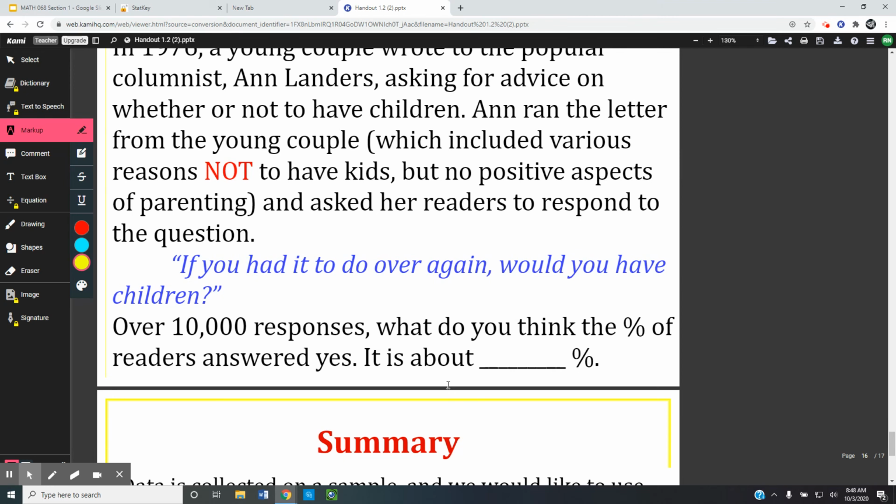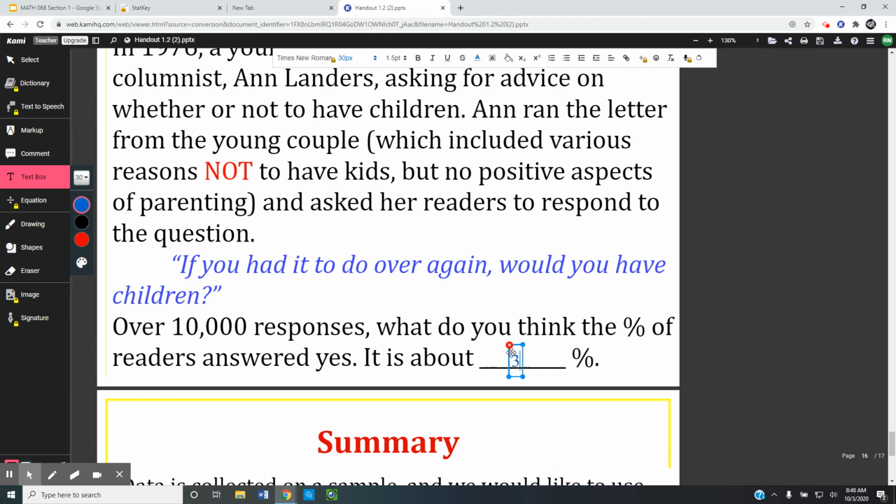Okay, I have the data written down and I have to give it to you. Give me one second. 30% of the readers responded, yes, I would do it again. Back in 1976, Ann Landers was absolutely flabbergasted that 30% of the 10,000 who responded said yes, they would have children again. She was absolutely belligerent about the situation.